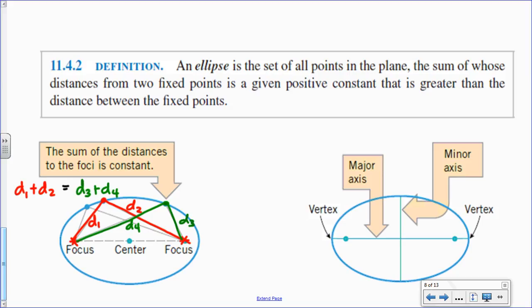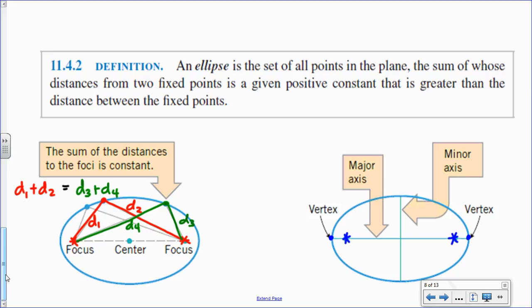Some other parts of the ellipse: you have a major axis and a minor axis. The major axis is always the longer one. Sometimes that's horizontal, sometimes it's vertical, but it's always the longer one. Your foci will always be on the major axis, the longer one, and so will your vertices. So there are two vertices, and those will always be on the longer one.